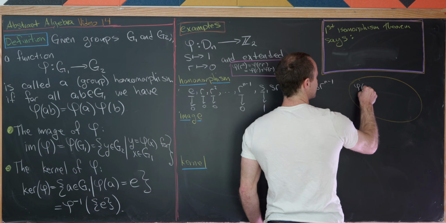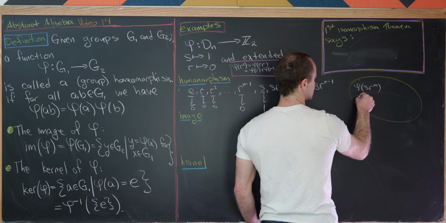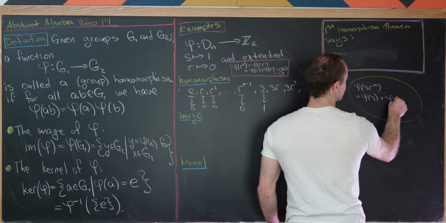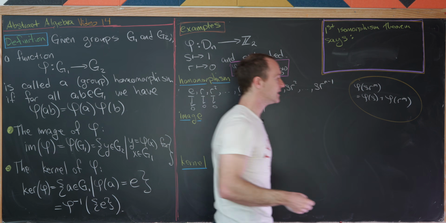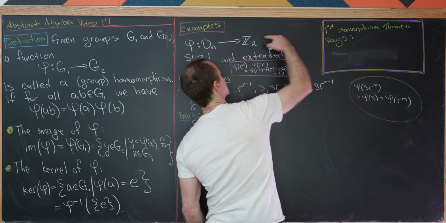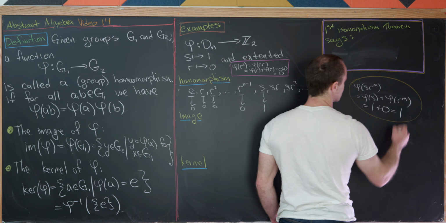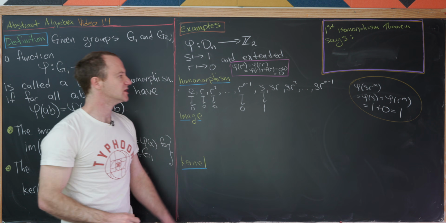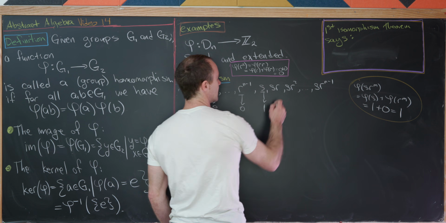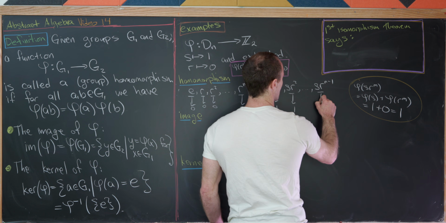Let's notice that phi of s r to the m, for instance, will be equal to phi of s plus phi of r to the m, because we're extending this to be a homomorphism and addition is the group operation over here. But that's equal to 1 plus 0, which is equal to 1. So r to the m gets sent to 0 by our previous observation. So all of these get sent to 1.